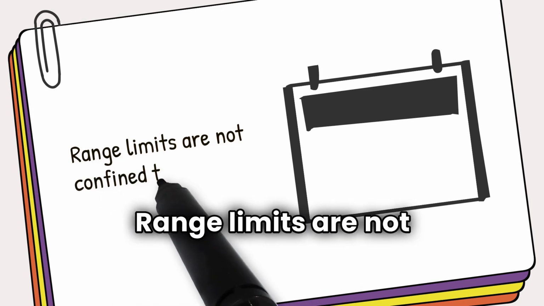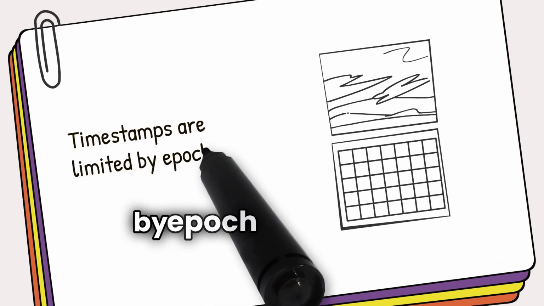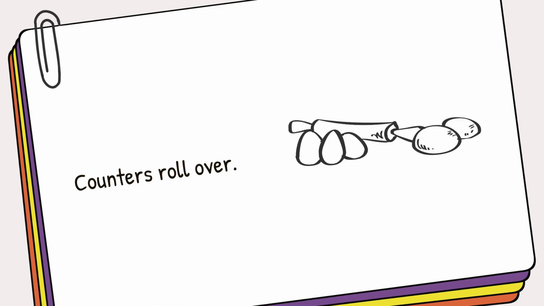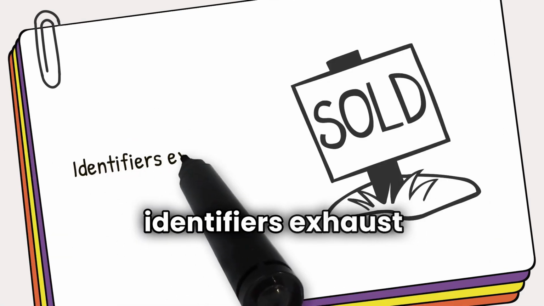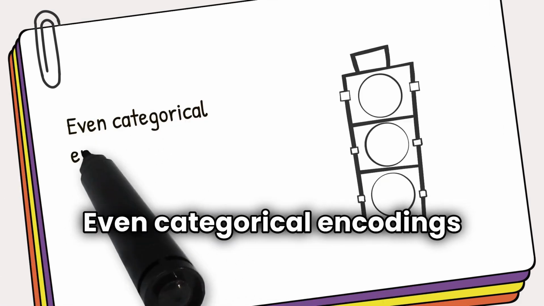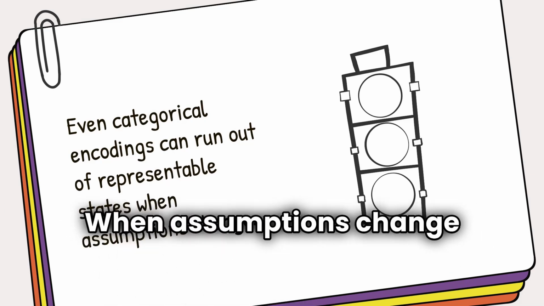Range limits are not confined to numeric data. Timestamps are limited by epoch definitions and bit widths. Counters roll over. Identifiers exhaust available values. Even categorical encodings can run out of representable states when assumptions change.